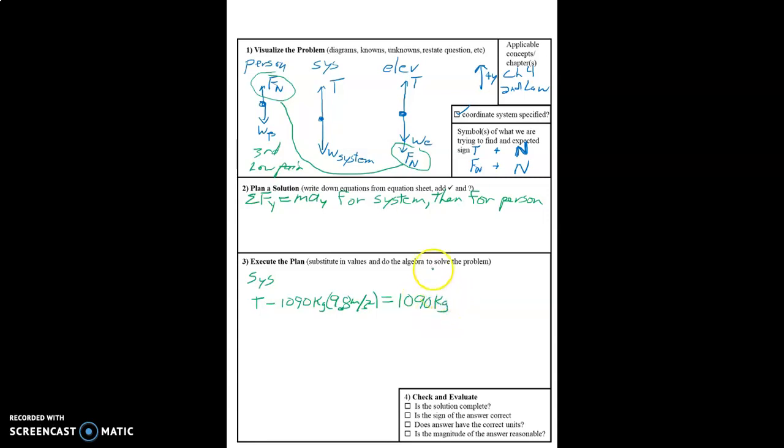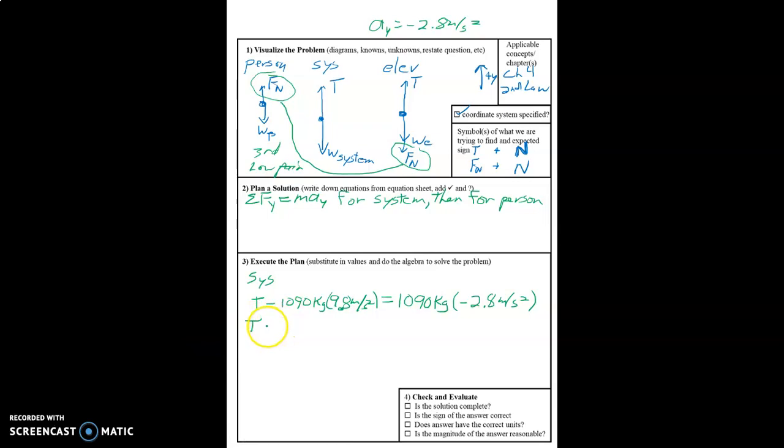And then on the right-hand side of Newton's second law, mass of the object or system, and so 1,090 times negative 2.8 meters per second squared. Okay, we know it was a downward acceleration, and so that ends up being a negative number. And let's see, I should have put that up here somewhere. Okay, up is positive, and it said it was downward. So now we can go ahead and calculate this.